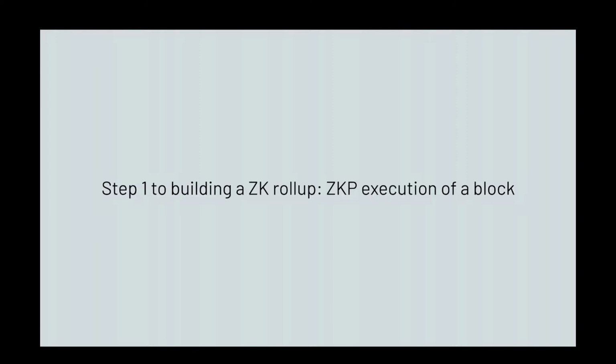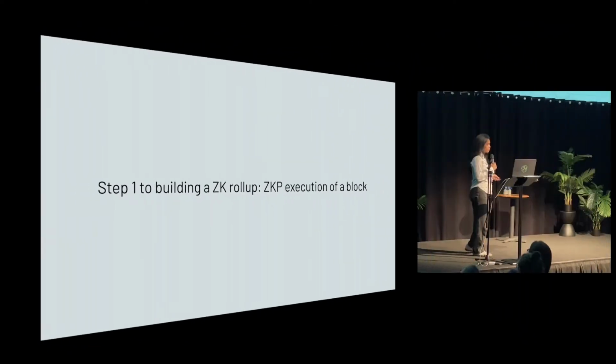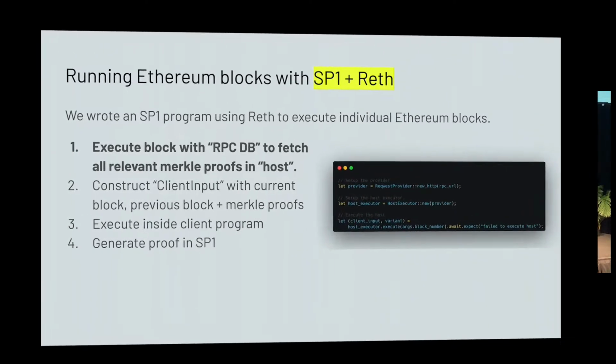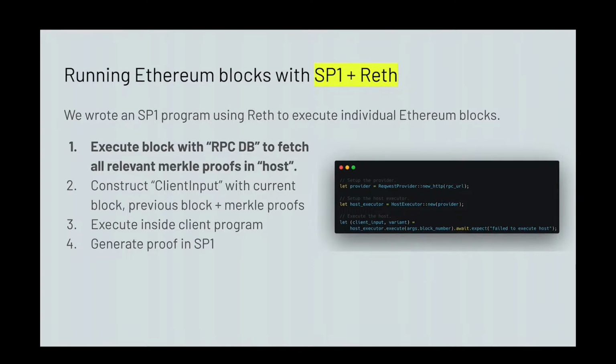So step 1 of building a ZK rollup is we actually have to execute a block. So let's run through that. When we want to execute an Ethereum block in SP1, we have to write an SP1 program using Reth to actually do this computation. But first, we have to fetch the witness for the computation. So this involves executing the block outside of SP1, just in normal native code. And we use the RPC, we fetch all the storage slots, we fetch all the relevant Merkle proofs, we fetch all of the data, and we do this in what we call the host program.